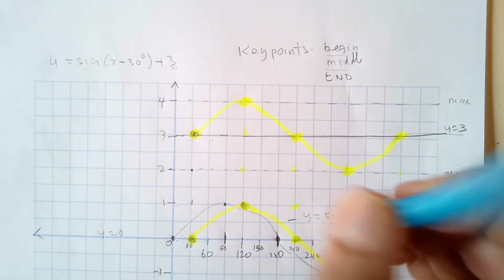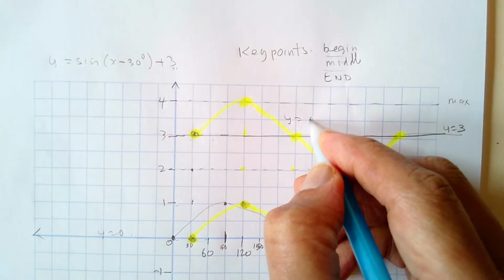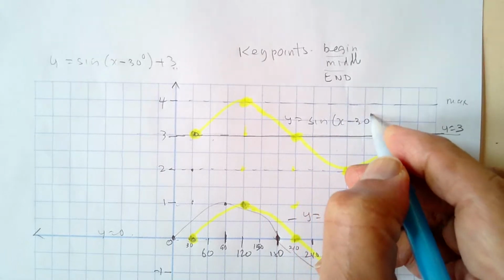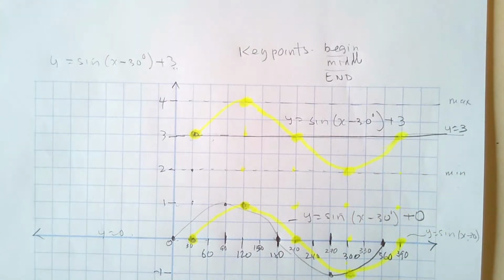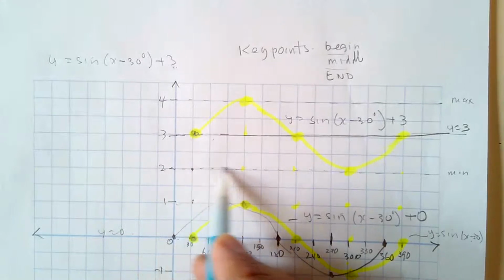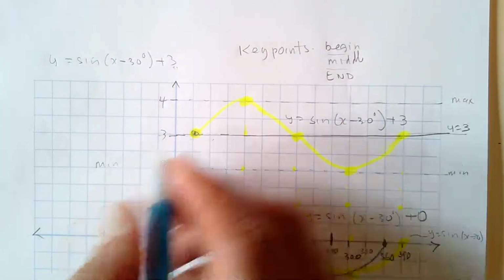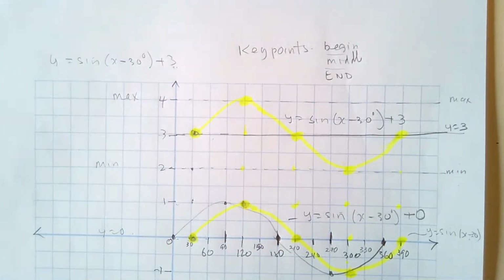So the graph y is equal to sine x minus 30 degrees plus 3. This is my new midline. Notice what I put here, this is my minimum, and this is my maximum value. So it tells me my amplitude is 1.